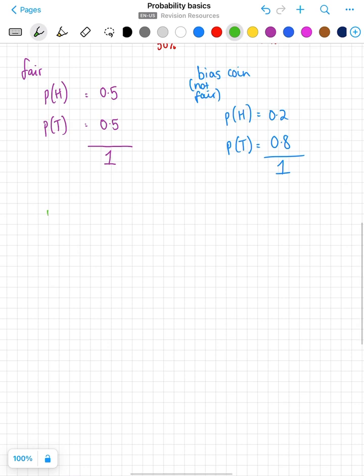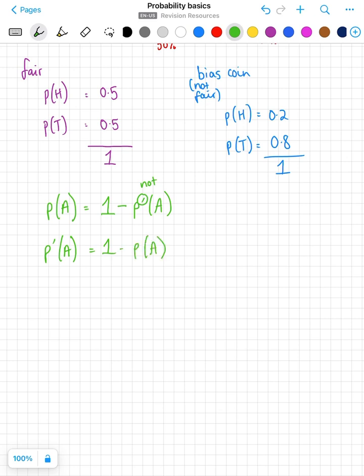If we want to recall this as a formula, we could say the probability of an event happening is 1 minus the probability of that event not happening. So this P dash means not, which is to say also the probability of an event not happening is 1 minus the probability of that event happening.